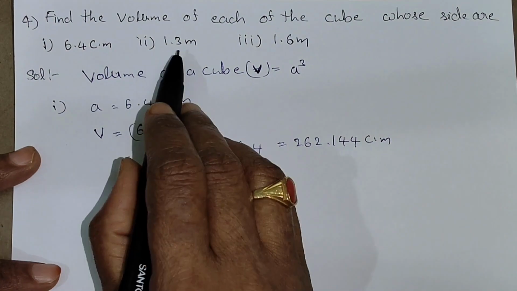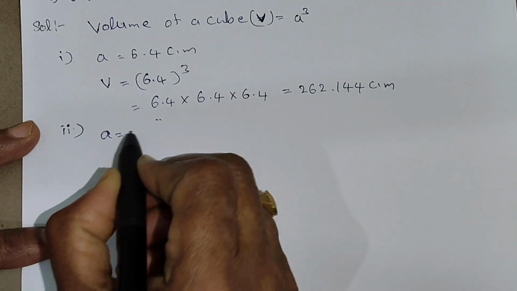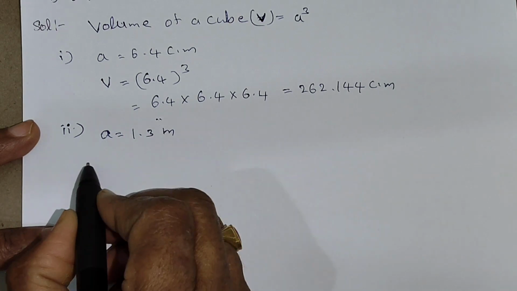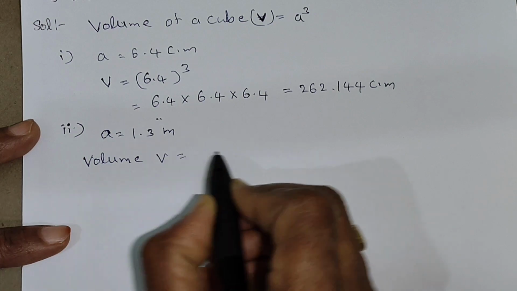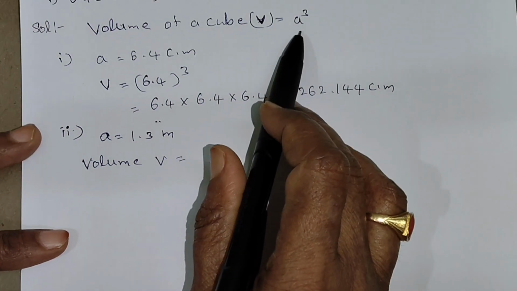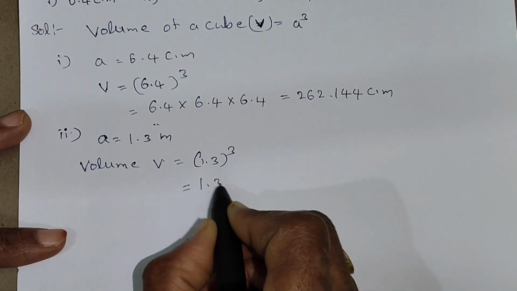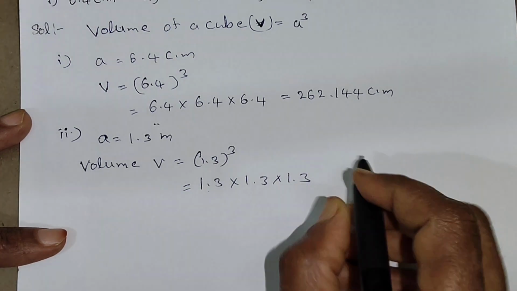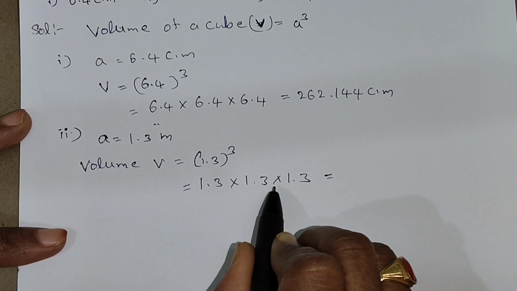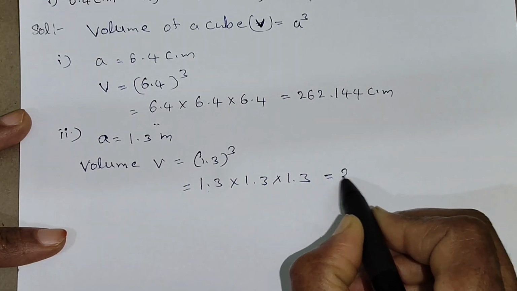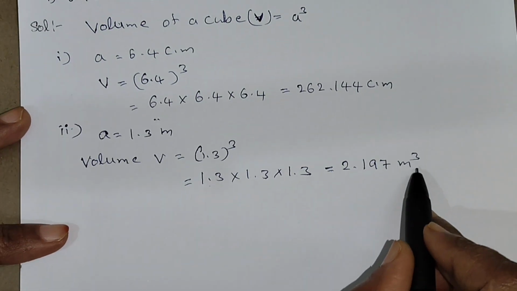Next, the second one, a equals 1.3 meters. Here the unit is meters. So volume V equals a cube, which is 1.3 whole cube, that is 1.3 into 1.3 into 1.3. Multiplying these three numbers, 1.3 into 1.3 is 1.69, and 1.69 into 1.3 is 2.197 meter cube. Here the unit is meter cube.